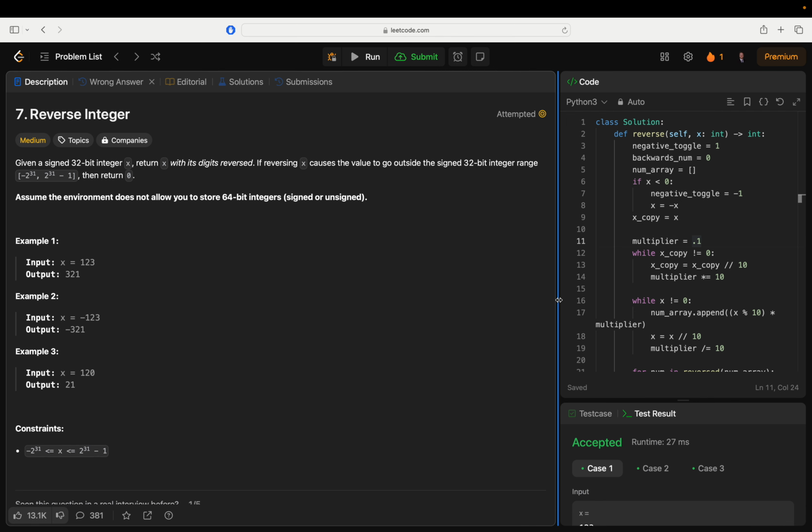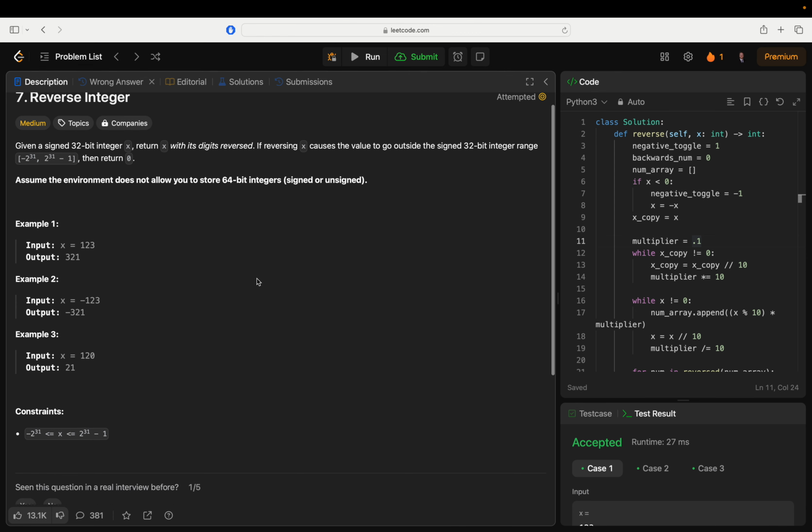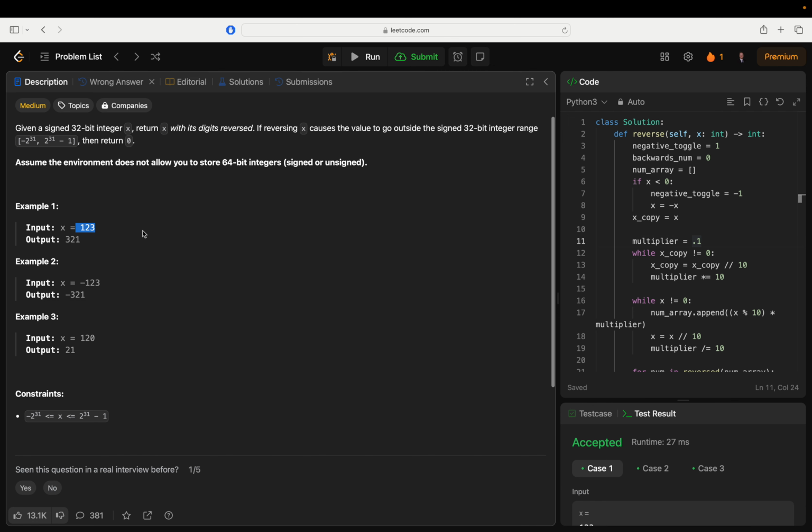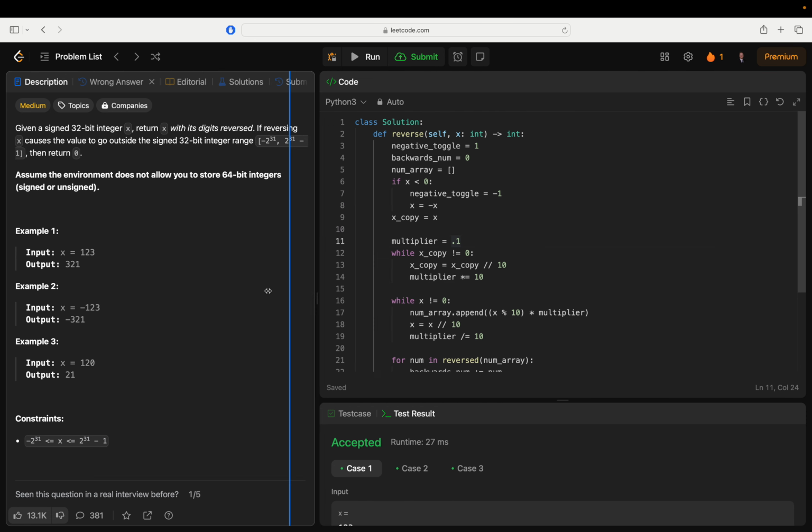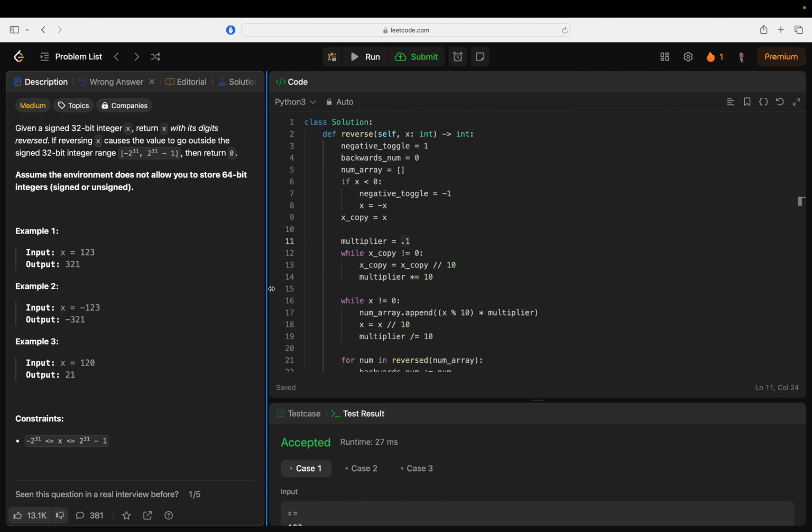But here we go. Given a signed 32-bit integer x, return x with its digits reversed. If reversing x causes the value to go outside the 32-bit integer range, then return 0. Assume the environment does not allow you to store 64-bit integers, signed or unsigned. So for example, if x is 1, 2, 3, then we take 3, 2, 1. If x is negative 1, 2, 3, then we take negative 3, 2, 1. Makes sense.